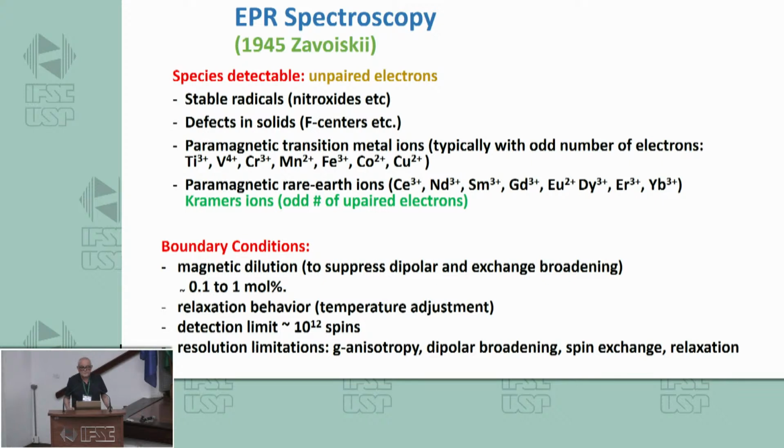The detection limit is much better than with NMR spectroscopy because the magnetic moments are much higher, so the population difference between the Zeeman states is bigger, and the limit is about 10^12 spins.